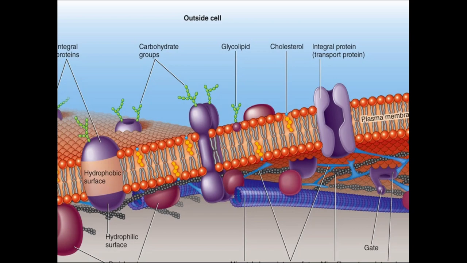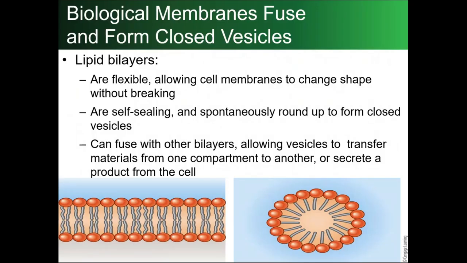If we proceed further, we can talk about biological membranes that fuse and form closed vesicles. Lipid bilayers, particularly those in the liquid crystalline state, have additional important physical properties. The bilayers tend to resist forming free ends. As a result, they are self-sealing, and this is one of the most important things. Under most conditions, they spontaneously round up to form closed vesicles.